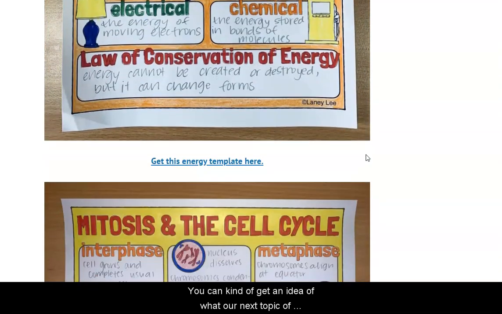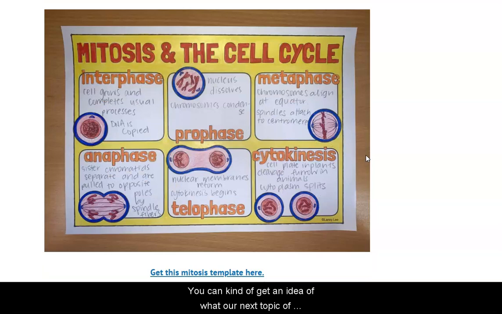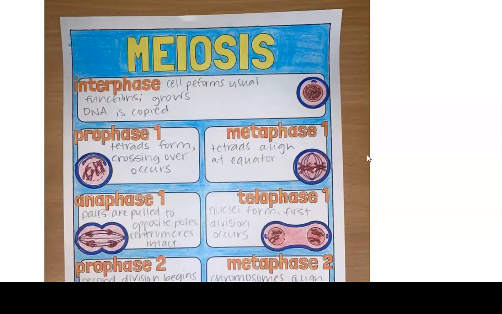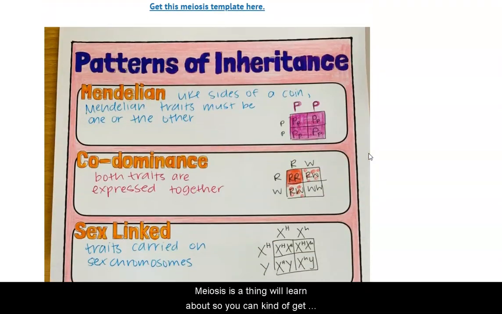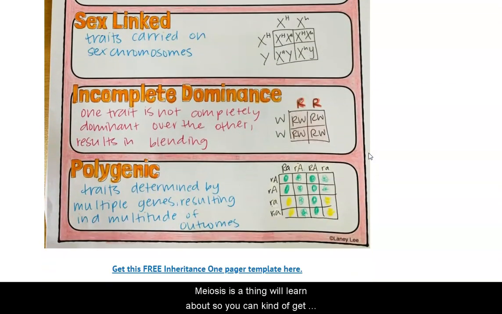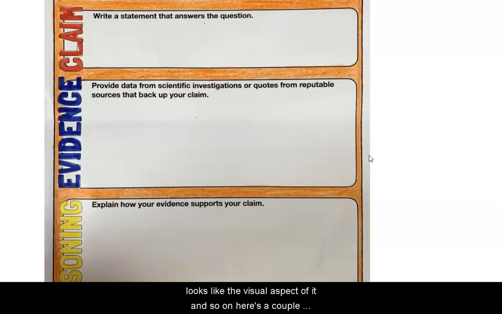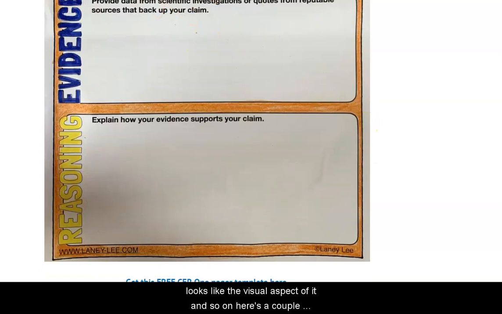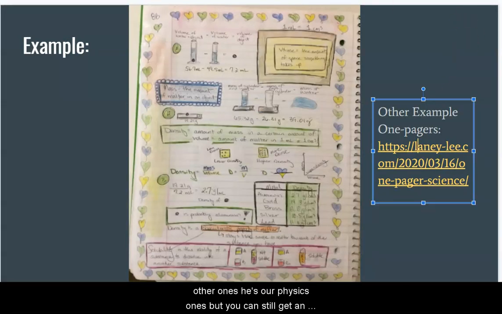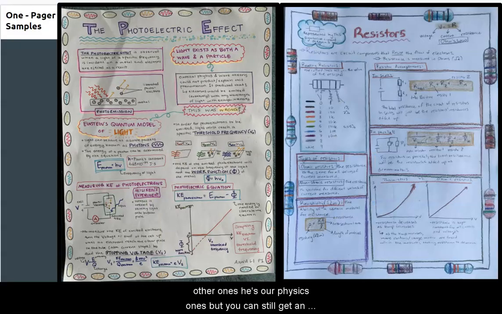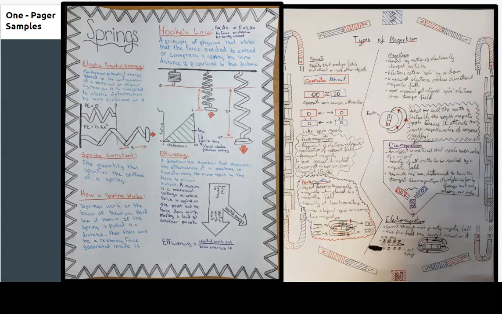You can get an idea of what our next topic of study is, right? Mitosis in the cell cycle. Meiosis is a thing we'll learn about. So you can get an idea for how much space people are taking up, what it looks like, the visual aspect of it, and so on. Here's a couple other ones. These are physics ones, but you can still get an idea. They're actually a little bit wordier than what I would recommend, but you get the point.